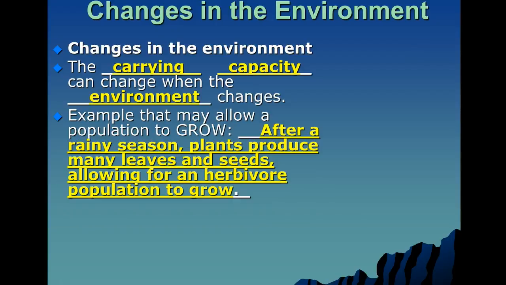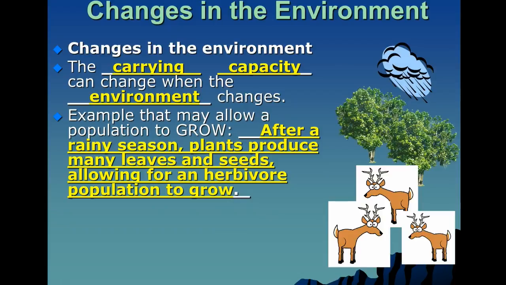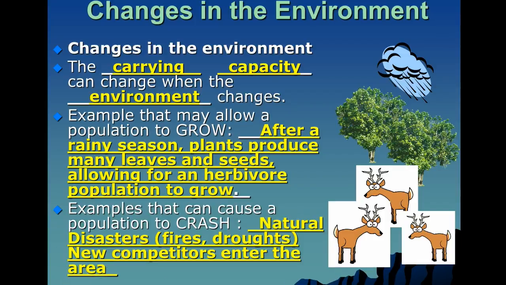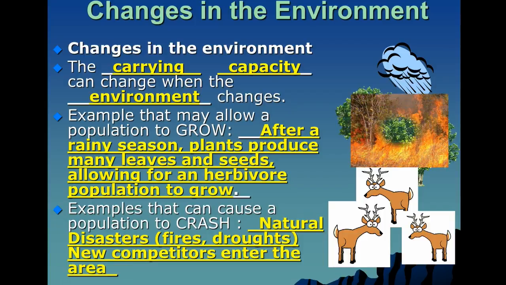For example, a population may grow after a rainy season. Cue the rain. Plants produce many leaves and seeds, allowing for herbivores, such as these deer, to grow because they've got plenty of food. However, if there's an environmental change like a forest fire, cue the fire. Awesome graphic. A forest fire or any other natural disaster can cause a population to shrink. If the trees are burnt away, no food for the deer. No food for the deer, no deer.